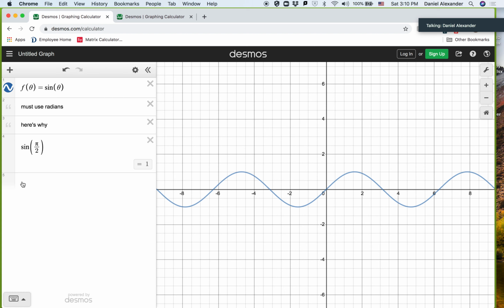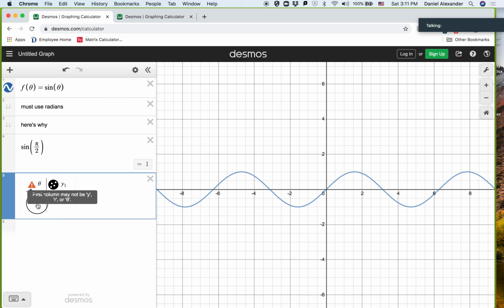Okay, now I'm going to try to build up a table of values, which I think is really useful. And instead of using x here, I'm just going to use theta. I don't care what Professor Alexander says. I get an error message. I can't even enter anything, so I have to look at the error message. Oh, first column may not be y, r, or theta. That doesn't leave much, so I'm going to use x. Okay, and then this would now be sine x. Oops, I didn't mean to have that y there. Okay, now it looks good.